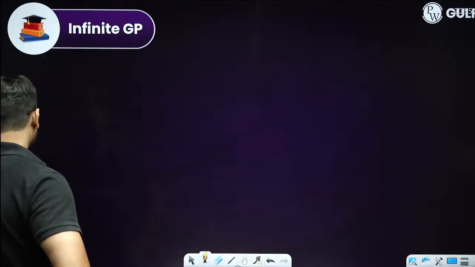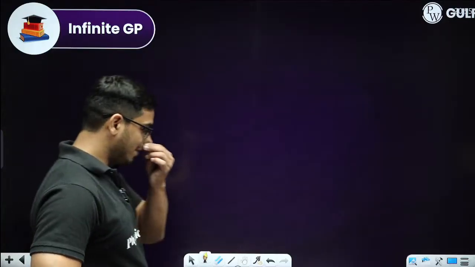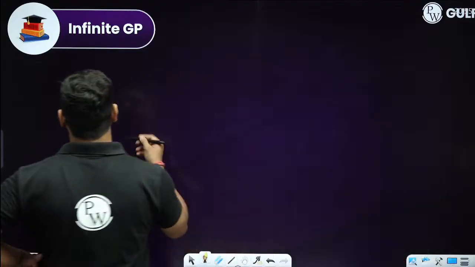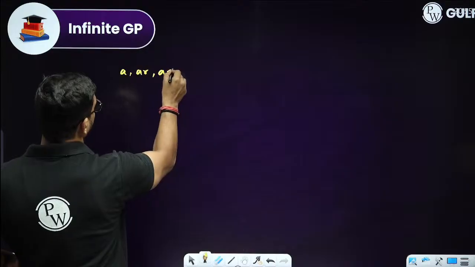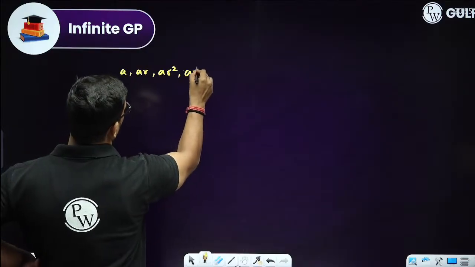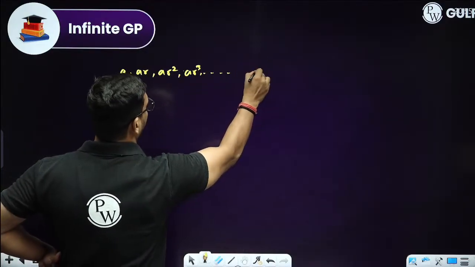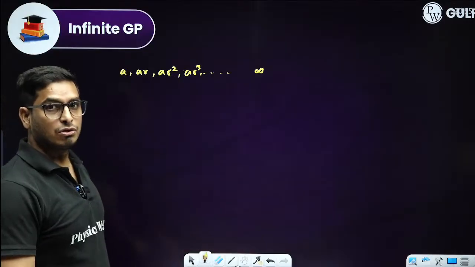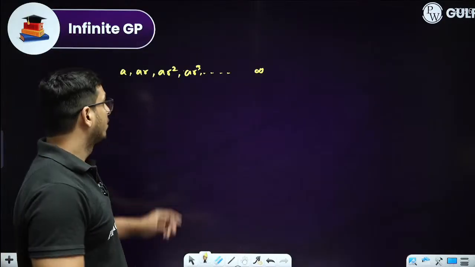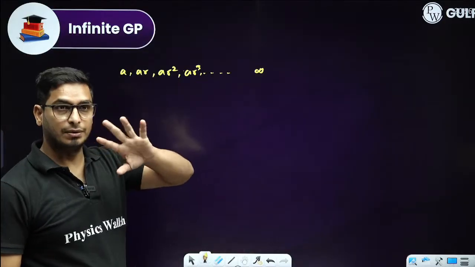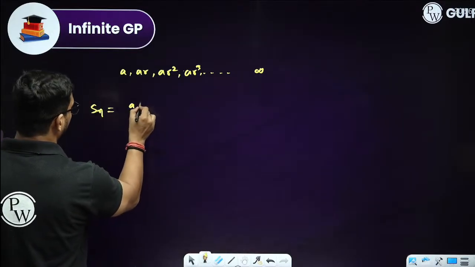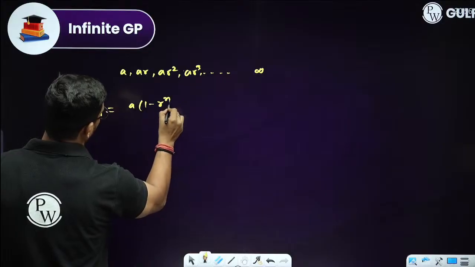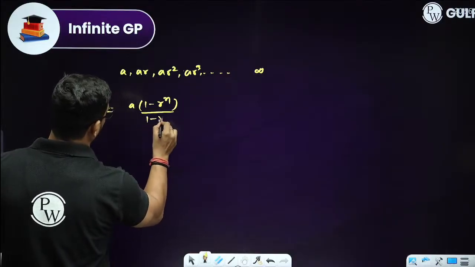I know. So now, infinite GP. What do you mean by infinite GP? Let's say a, ar, ar square, ar cube, and so on, till infinity. So we have to find the sum for an infinite GP. And we all know Sn is a times (1 minus r to the power n) by (1 minus r).